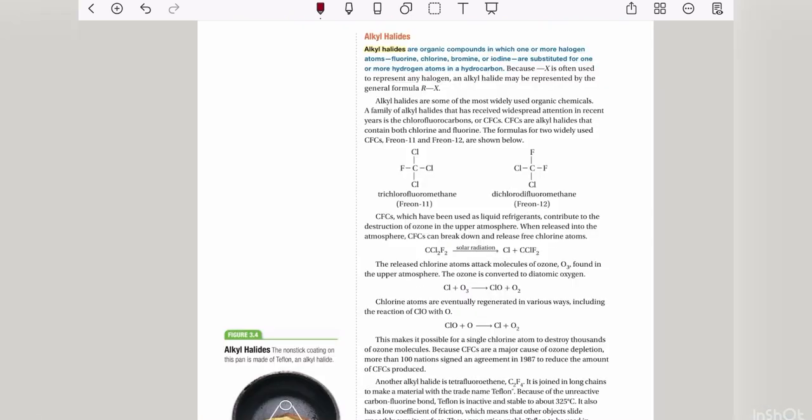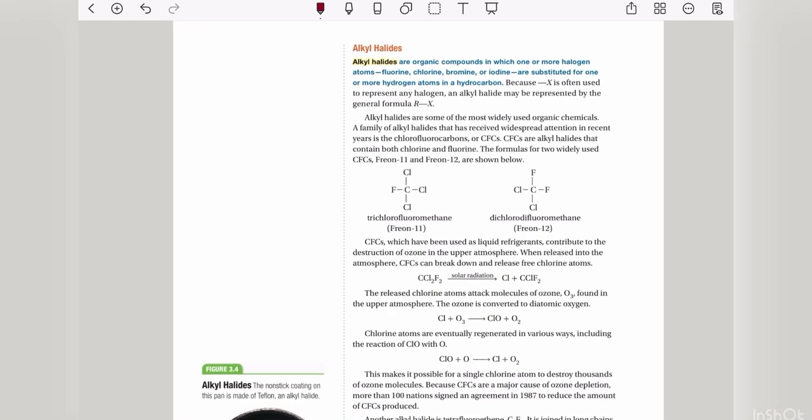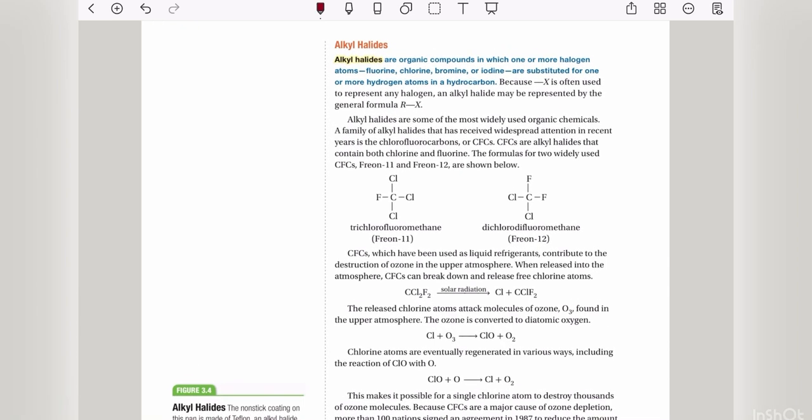Our second class of functional groups is alkyl halides. They are organic compounds in which one or more halogen atoms, fluorine, chlorine, bromine, or iodine, are substituted for one or more hydrogen atoms in a hydrocarbon. So you see an alkyl halide if you have a carbon atom, and instead of the hydrogen atoms that we're used to seeing, we'll have halogen atoms.